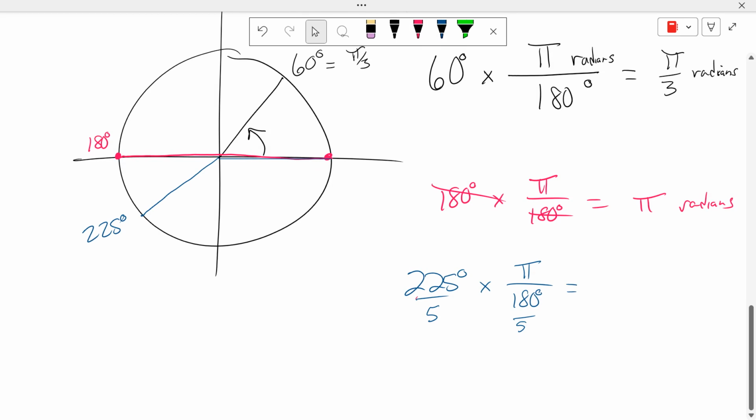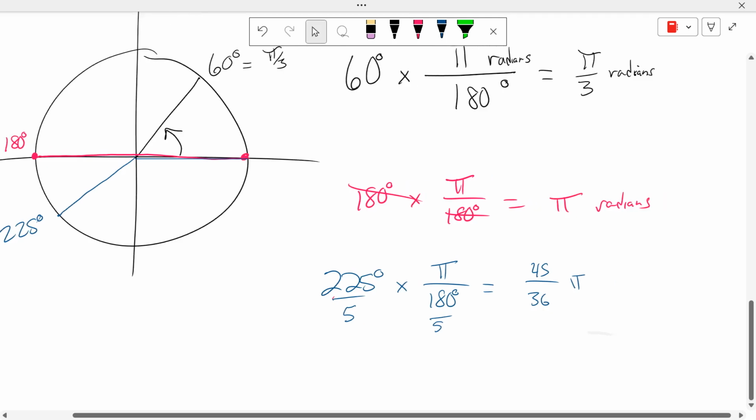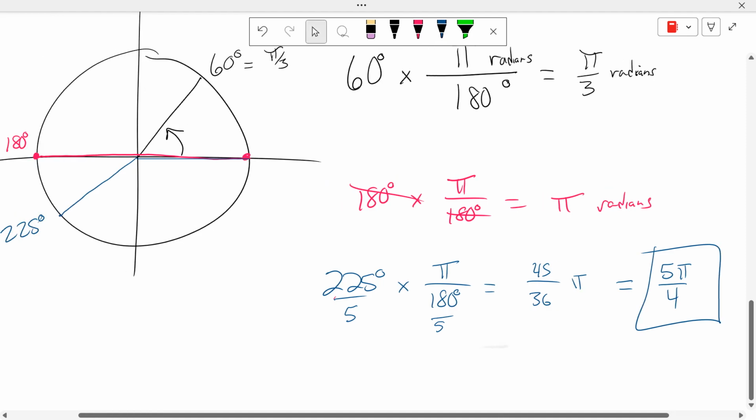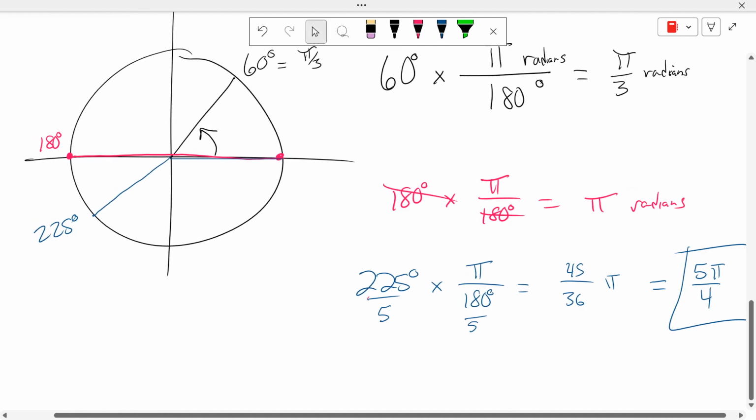What's 225 divided by 5? 45. What's 180 divided by 5? 36. So 45 pi over 36. What number goes into both of those? 9 does. So 5 pi over 4 radians. So in 225 degrees, there's 5 pi over 4 radians.